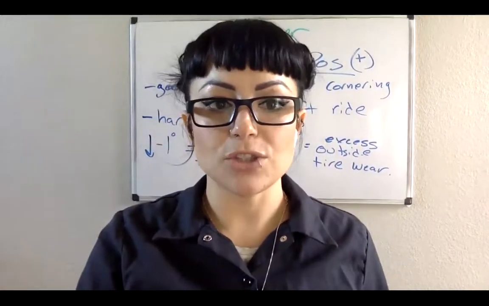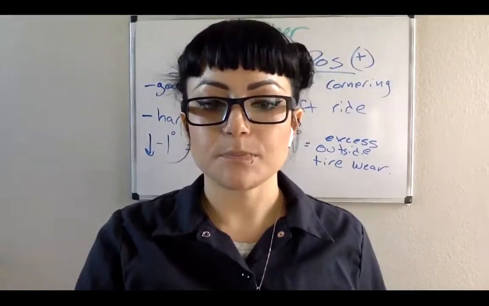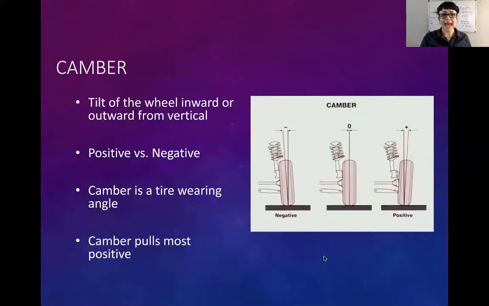So let's go back to screen share and we'll talk about our caster. So that is camber. Camber pulls to the side that's most positive, and it is a tire wearing angle.